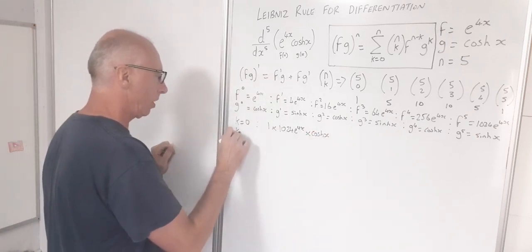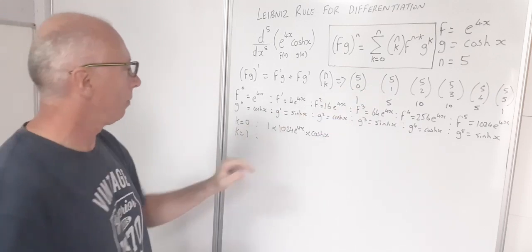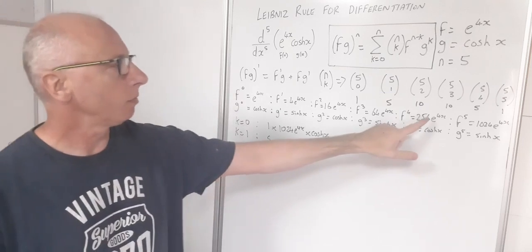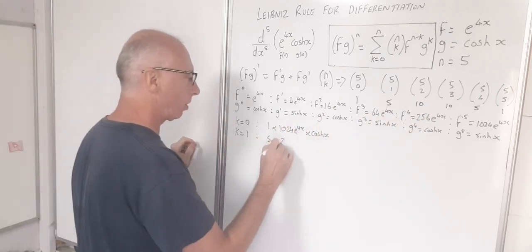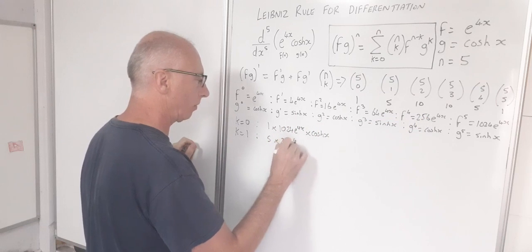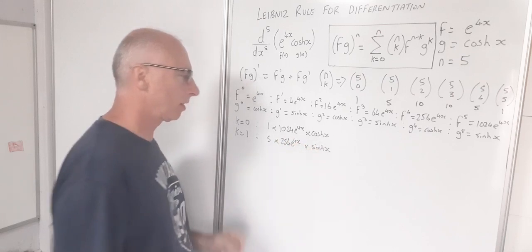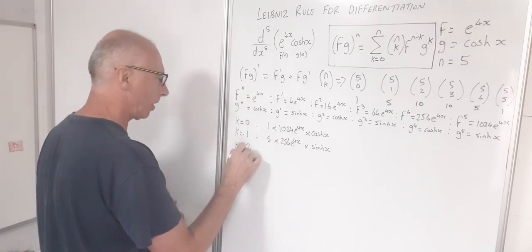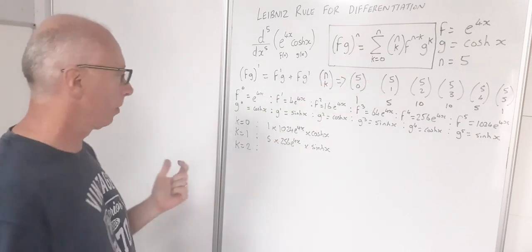So when k is 1, 5 choose 1, we've got 5 as our coefficient. And then this time we've got the fourth derivative and the first derivative. So now we've got 256e to the 4x times sinh of x. So that's when k is 1. And then what we do is at the end of this, we just add them all up as it's a summation, and that will give us our result.